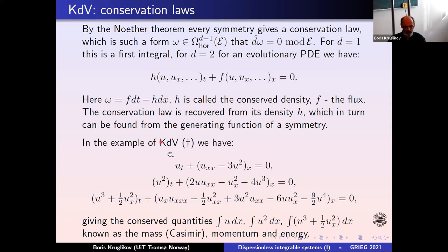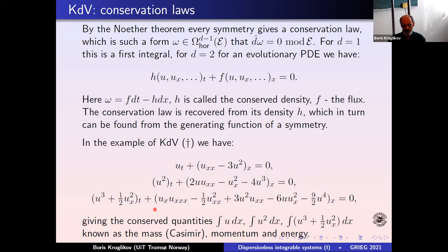Okay, so for KdV, applying Noether, we get infinitely many conservation laws, and I list the first three. Okay, so this one, if you expand, you will see precisely KdV. This one, if you expand, you see precisely KdV. And then this one, if you expand, you will see a consequence of KdV. So you definitely see now it's higher order, fourth order. So it holds true due to KdV and its derivative.